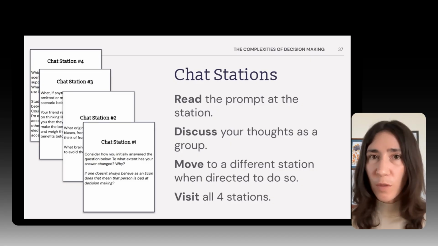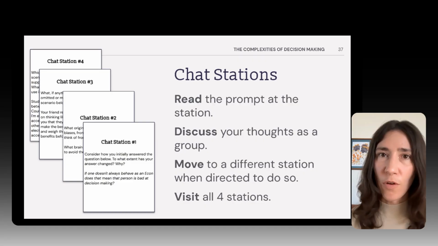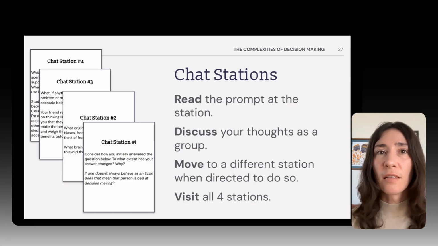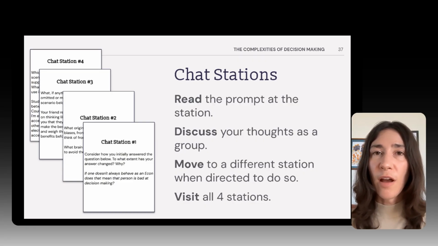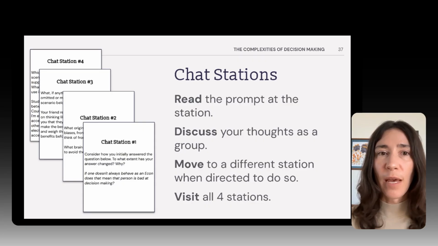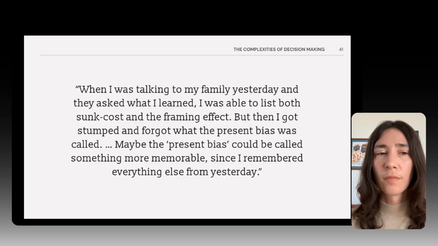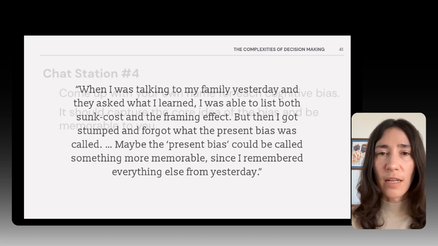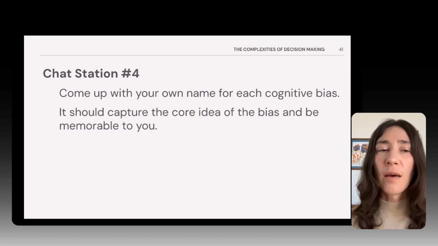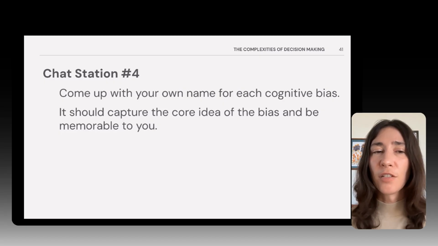You'll have multiple stations around the class, so there won't just be 4 for the whole class. After we tried this lesson in person, we made some tweaks to the chat prompts, and one of them was inspired by student feedback. So the student suggested that the present bias could be called something more memorable, and we thought that was a great idea, so we changed one of the prompts to come up with your own name for each cognitive bias. It should capture the core idea of the bias and be memorable to you.